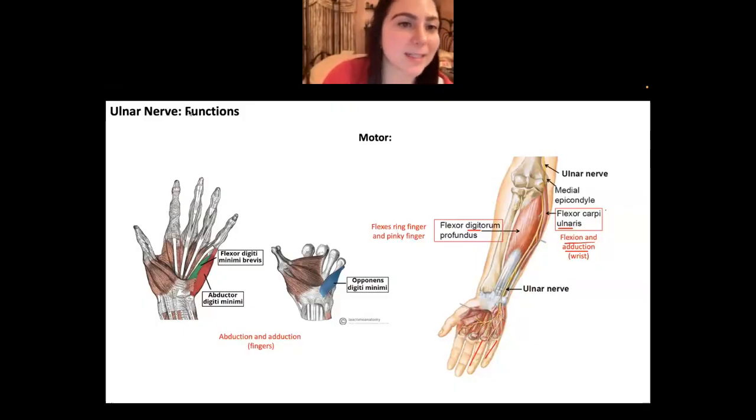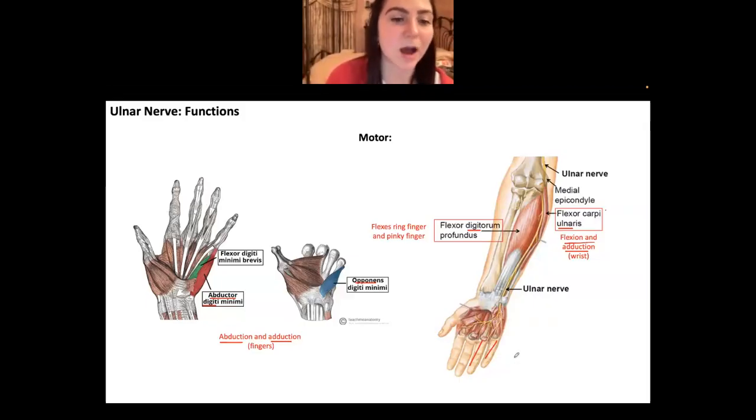In terms of the hand itself, it pretty much is responsible for all fingers, abduction and adduction. So the names of those are going to be like flexor digiti, abductor digiti, opponens. So it does opposition as well as the pinky, but no one really asks about pinky opposition. But abduction and adduction of the fingers is the ulnar nerve.